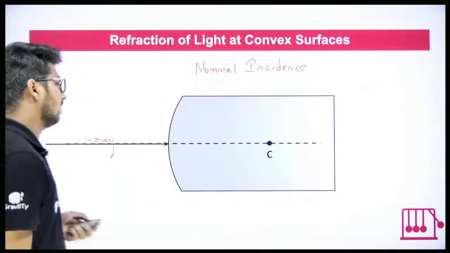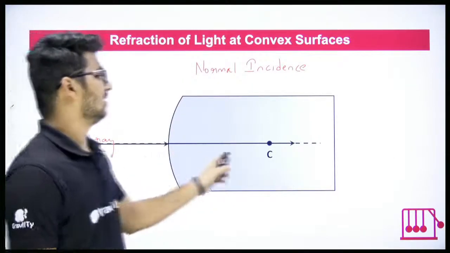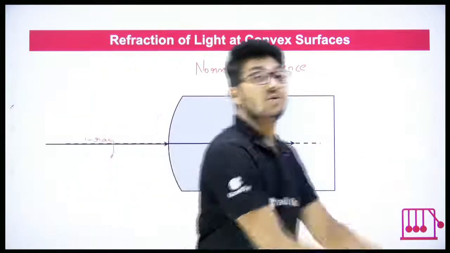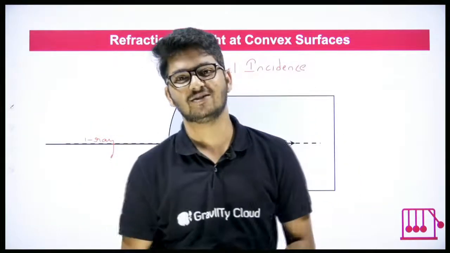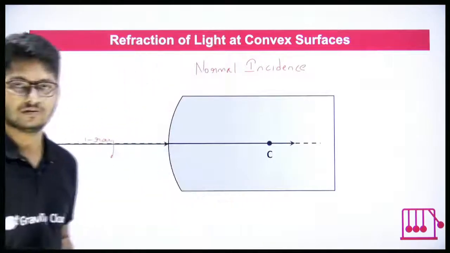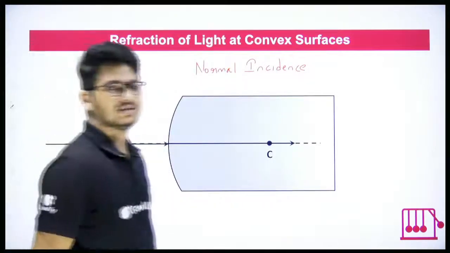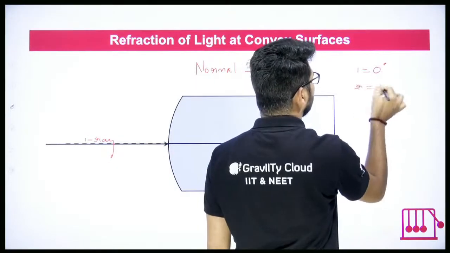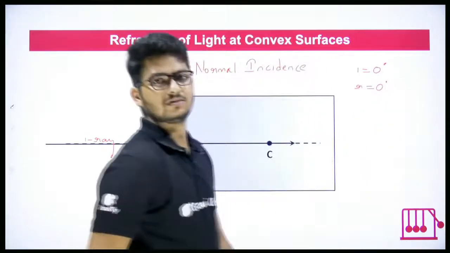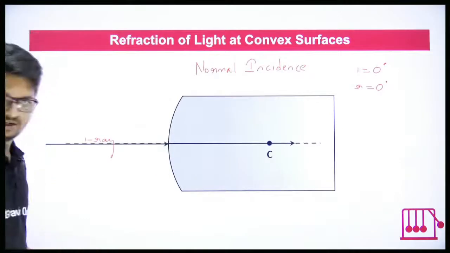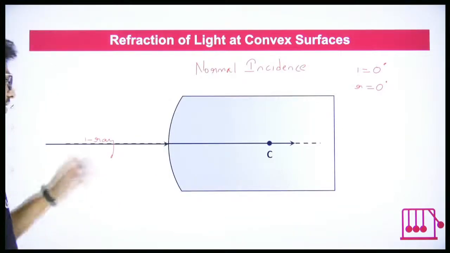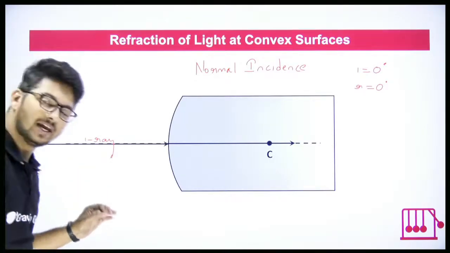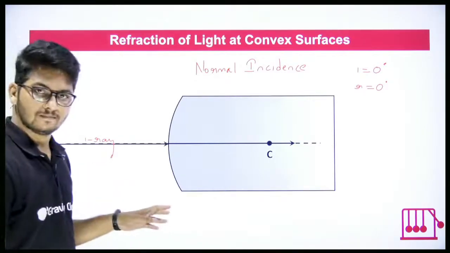Light will pass through along the normal, and you can see the refracted ray directly passes through without any deviation. In fact, in this case, the angle of incidence is 0 degrees and the angle of refraction is also 0 degrees. Now it is valid at any point, wherever you have normal incidence. Is that clear? Good? Okay.